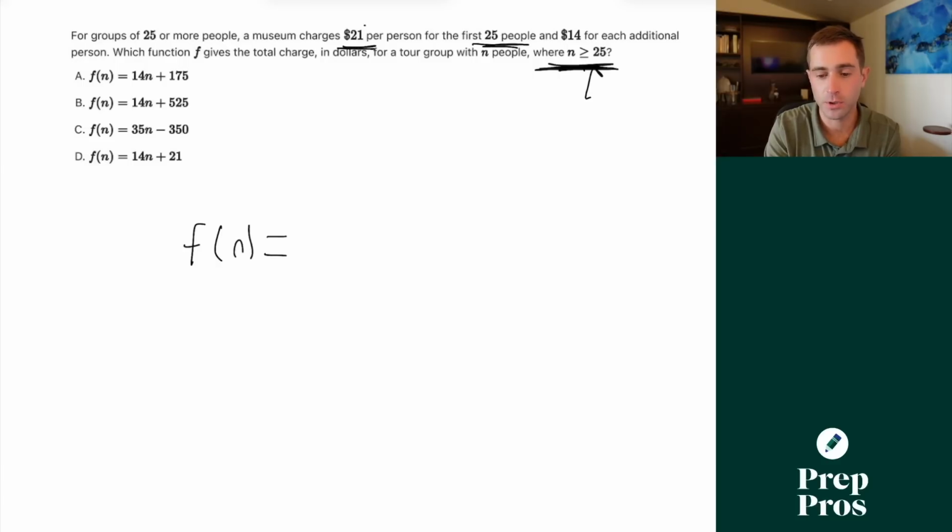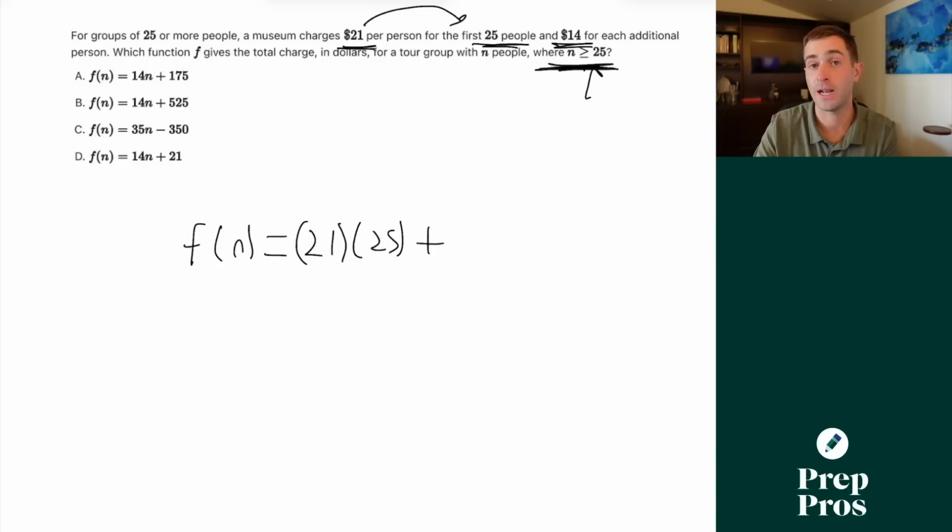First thing is we're going to multiply our whole first group. So this is our first 25 people at $21 per person. So we can do our 21 times our 25, plus the price of each additional person after that first group. So it's going to be 14.